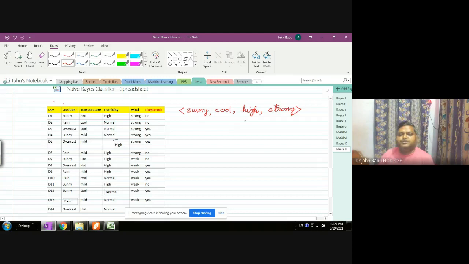Do we have any tuple here in the training, in the 14 examples like this? No, sir. No, we don't have. So now we have to classify this example, this data, either yes or no. We should answer whether this is yes or no by using Naïve Bayes algorithm. So what are this outlook, temperature, humidity, wind? We call them attributes.